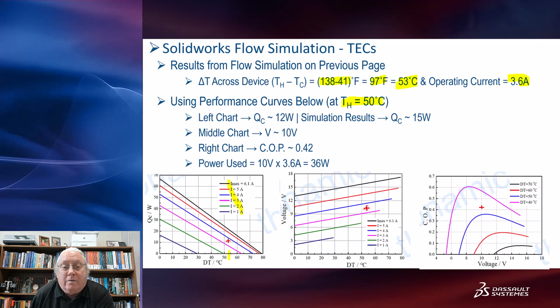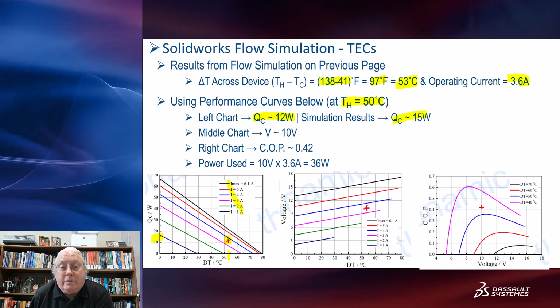So I'll come up here, and that little red cross right there is where 53 degrees Celsius delta T across the thermoelectric cooler. And if you're operating at 3.6 amps, then we should be moving about 12 watts. And so the simulation told me I was moving 15 watts. And the data on the manufacturer's chart said they should really be pushing 12 watts. So that's pretty good correlation between what the manufacturer is saying and what the model says, which is always what you want to do when you do a simulation.